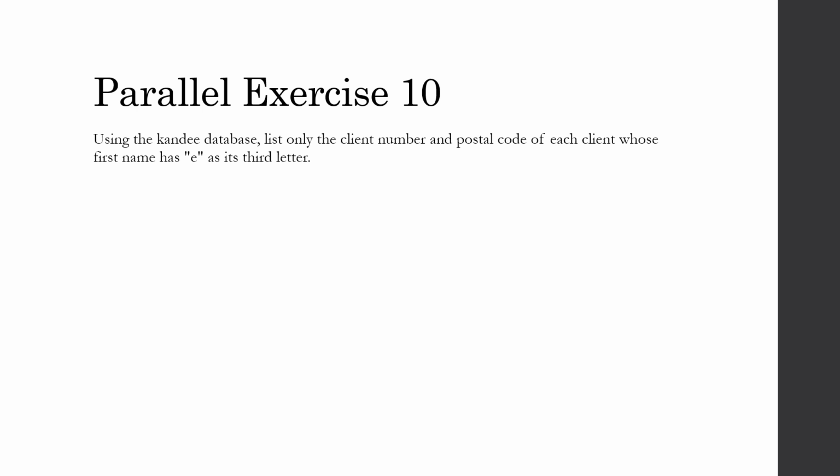Parallel exercise 10. Using the Candy database, list only the client number and postal code of each client whose first name has E as its third letter.